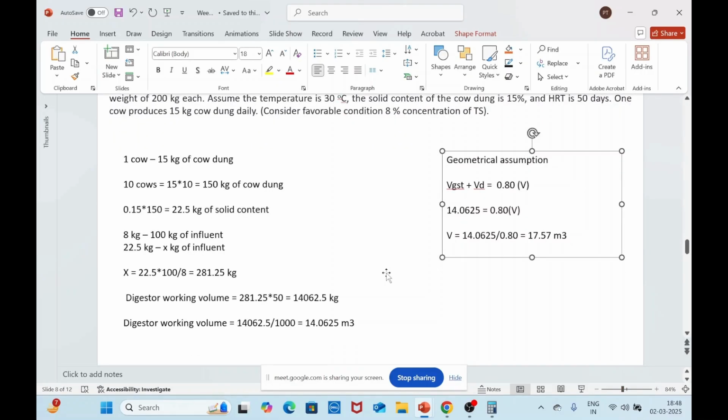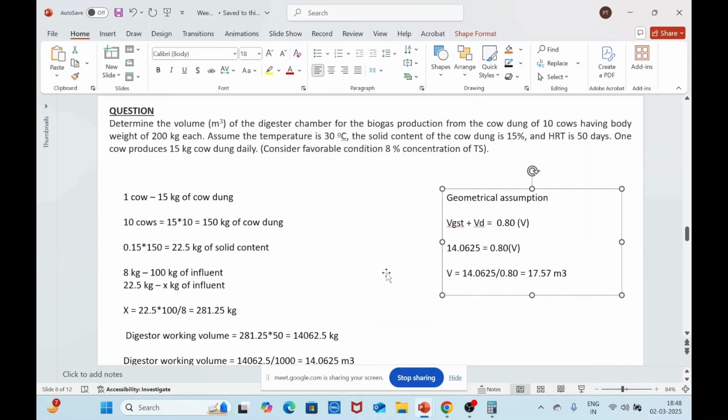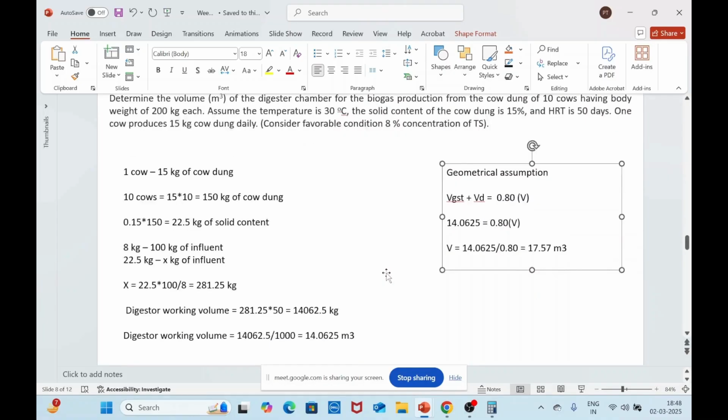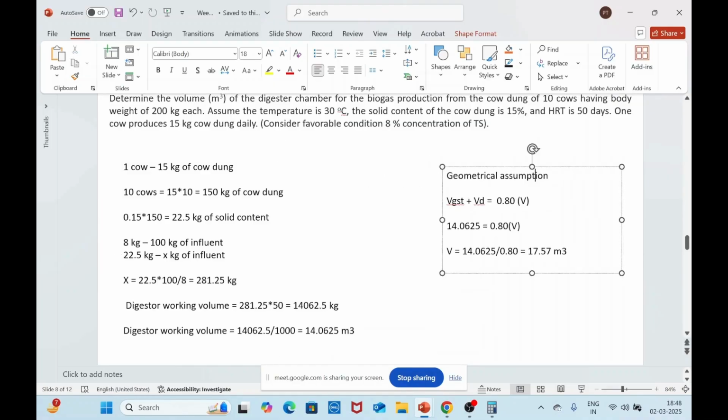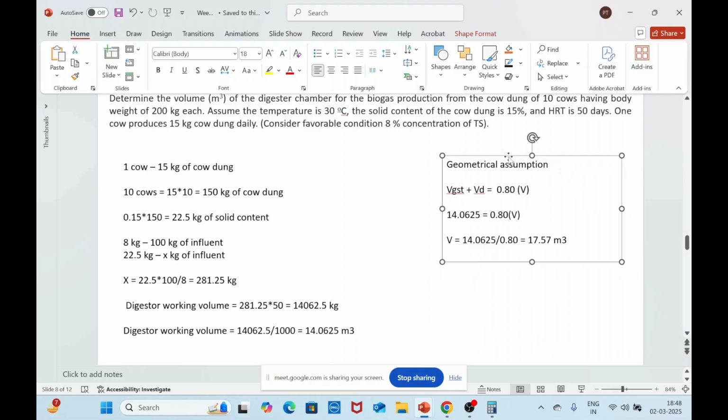Yeah. So, are there any discrepancies with the answer? Okay. So, was there any other query that you had?